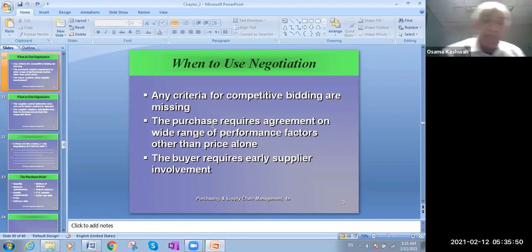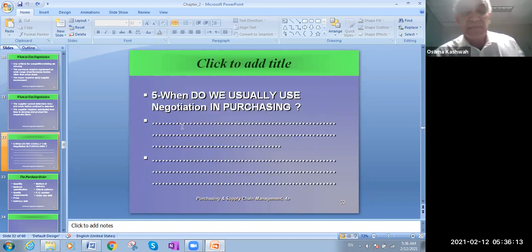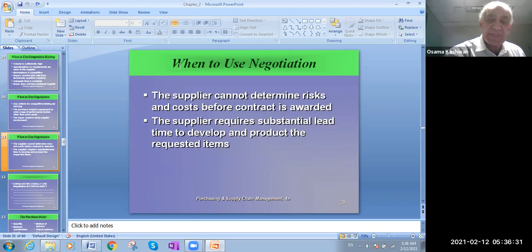The buyer requires early supplier involvement. The supplier cannot determine risk and costs before the contract is awarded. The supplier requires substantial lead time to develop the product, so that I want more time to do my product well. Those were the reasons for the negotiation, the reasons why we negotiate. So here are, again, the reasons for when to use negotiations.